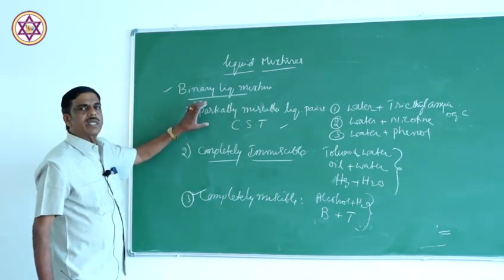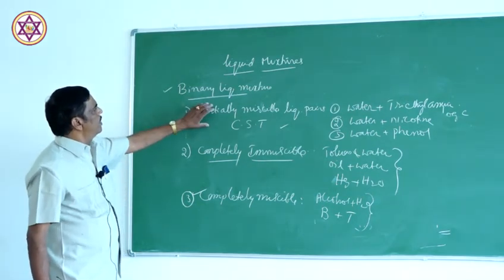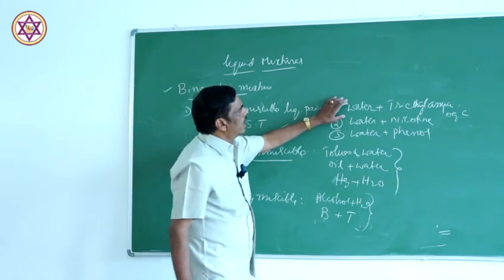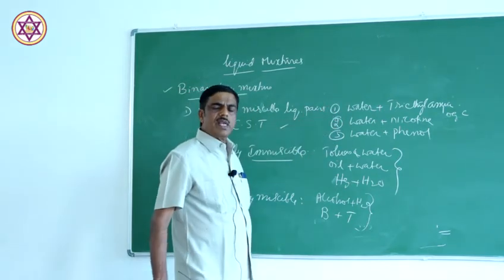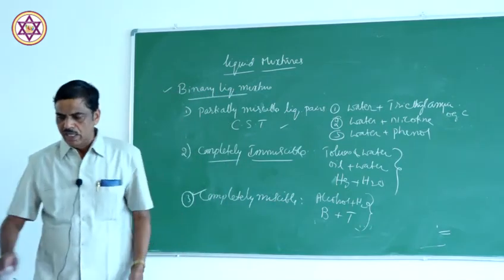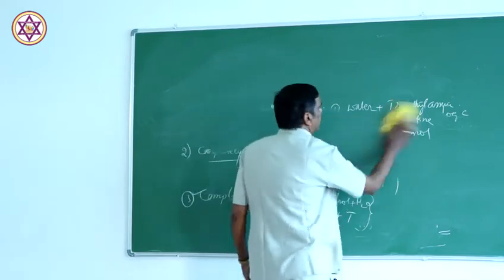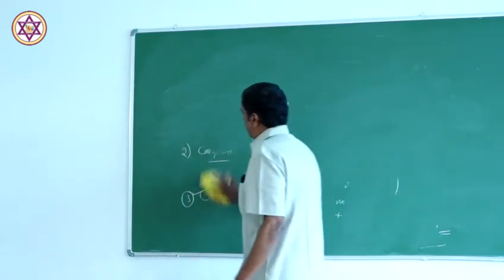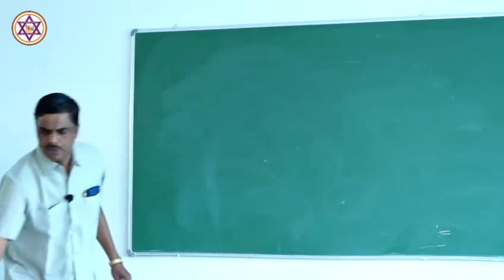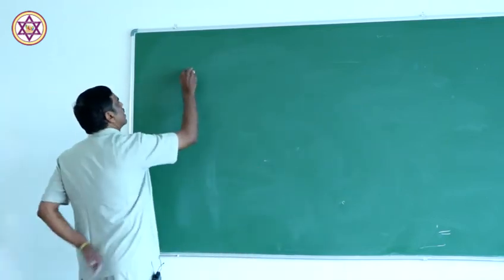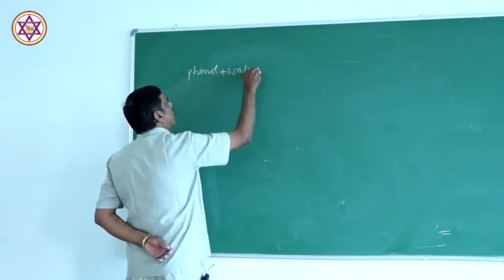Now, let us study in detail these partially miscible liquid pairs. In these partially miscible liquid pairs, we have the water and triethylamine system, the water and nicotine system, and the water and phenol system. Let us study these in detail one by one. First, instead of nicotine, I will take up the phenol water system.